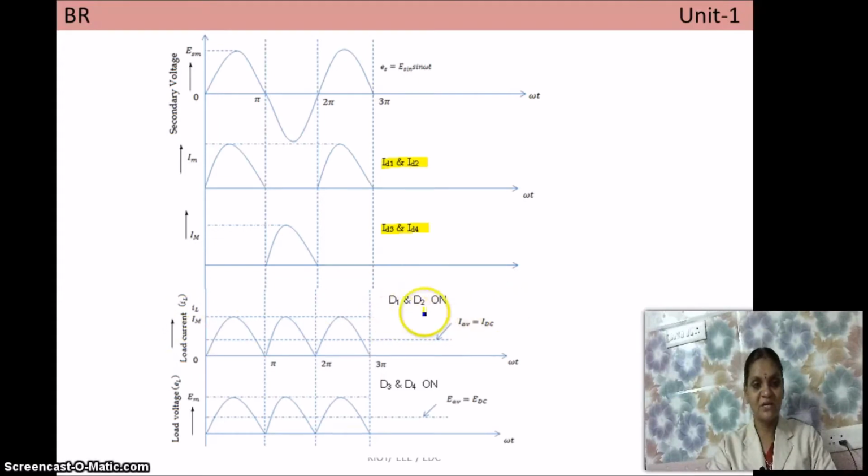Whatever may be the diode, the load current is flowing. So this is not only for when D1 and D2 are on, even when D3 and D4 are on, you will get the same voltage. So this is the load current, and this is the load voltage. You will get the same waveform when D3 and D4 are on, and here also you will write D1 and D2 on. Got it?